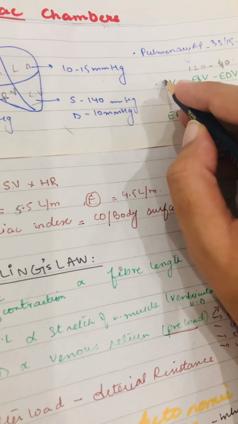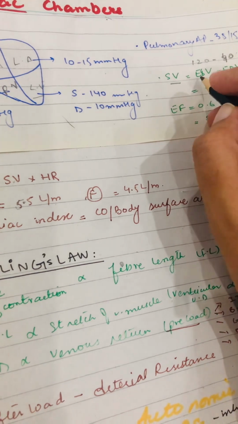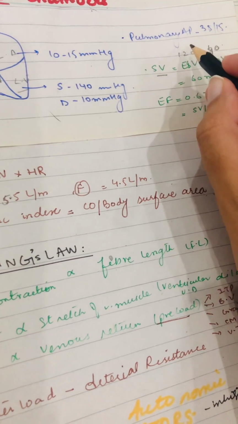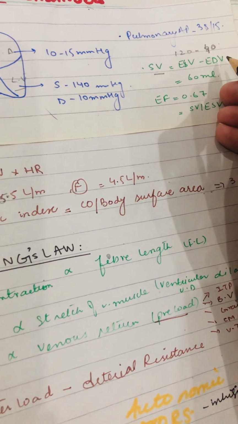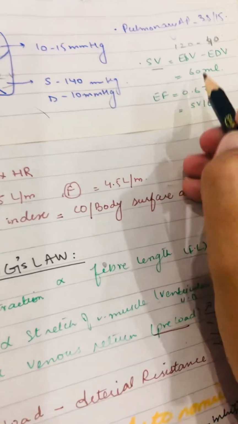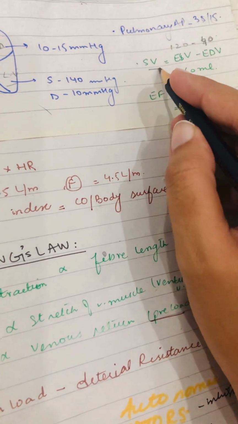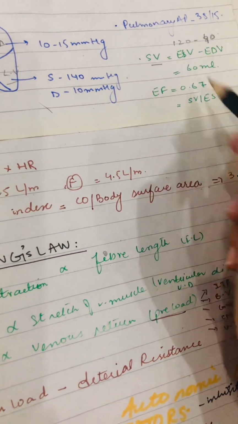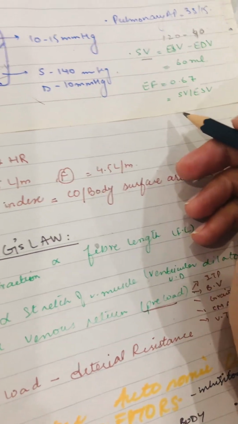Now we come to the stroke volume. Stroke volume, we all know the formula, that is a basic formula, end diastolic volume minus end systolic volume, that is 120 ml minus 60 ml. So that gives you 60 ml the stroke volume, and ejection fraction is the division of the stroke volume over the end diastolic volume. So 60 divided by 120, that will give 60.67 of ejection fraction.